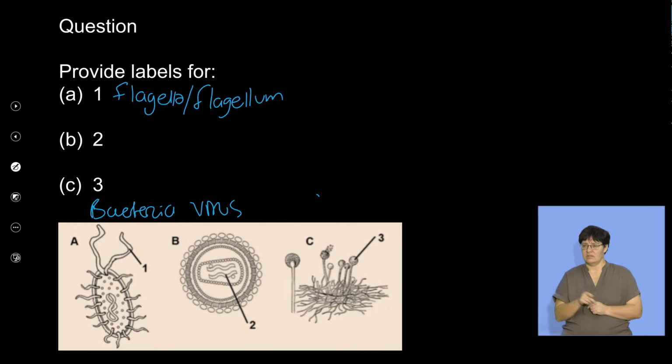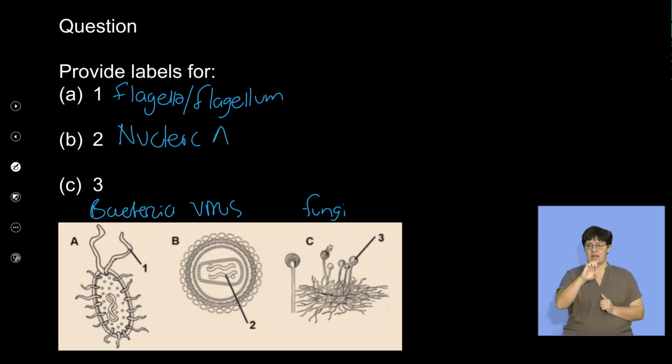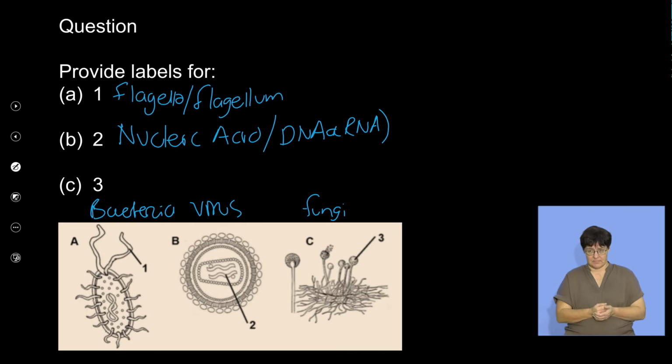All right, and we said this is fungi. What was number 2? Number 2, I'm going to put here a nucleic acid. Because remember we said a virus can have a nucleic acid, and that can either be DNA or RNA. So I would have accepted either of those answers.